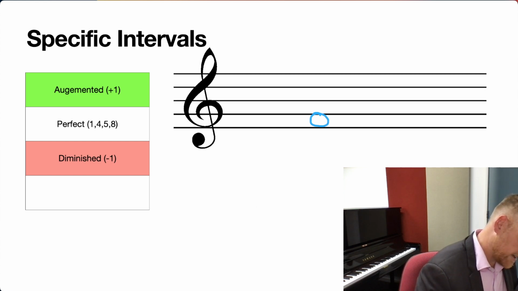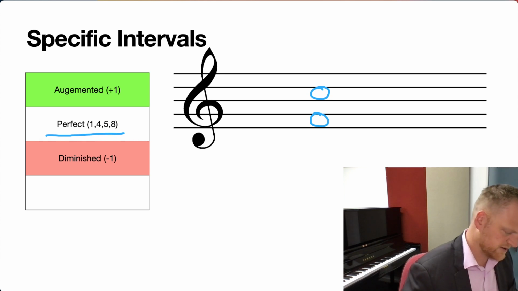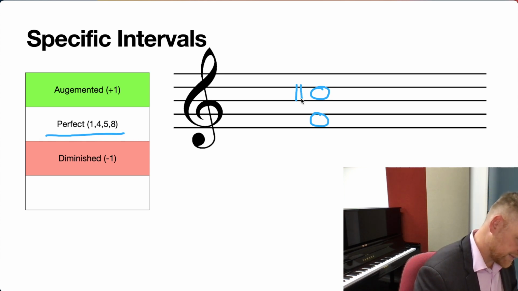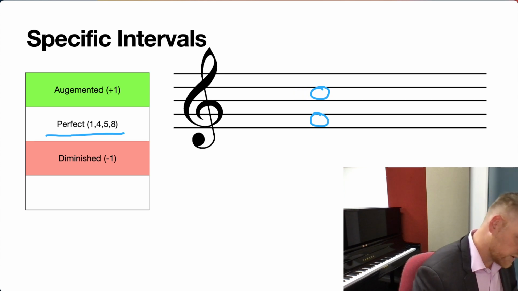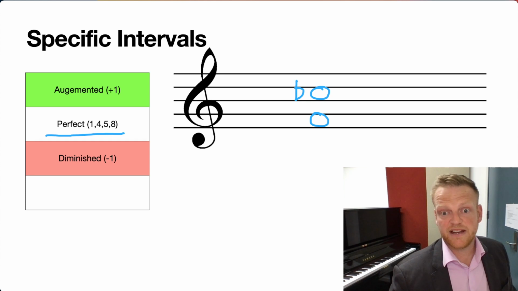So to make this one here, I've now written a perfect. To make a perfect augmented, all we do is we raise it a semitone. If I want to make it a diminished, I lower it a semitone. Remembering that I did the number first, the generic interval first.